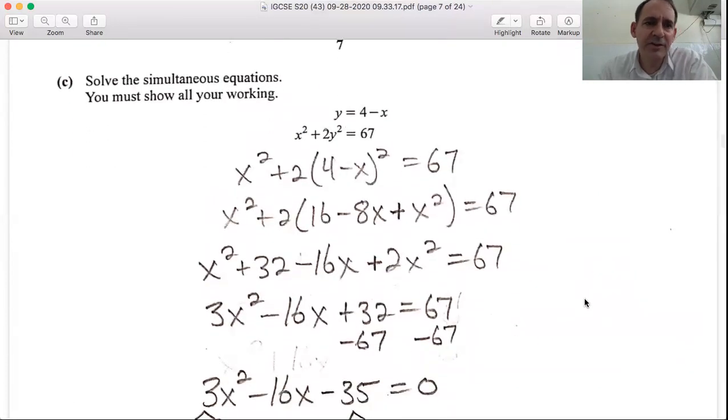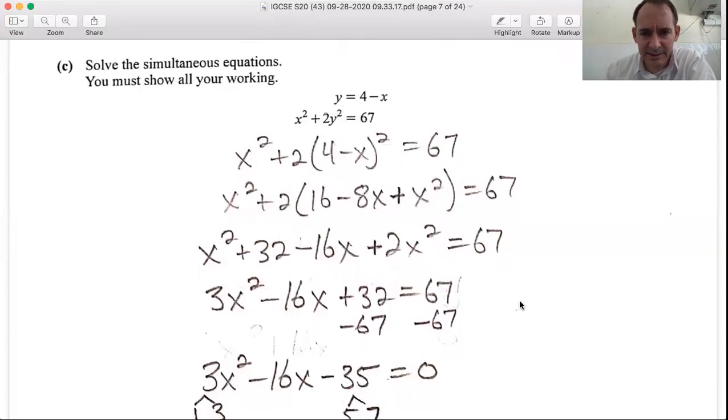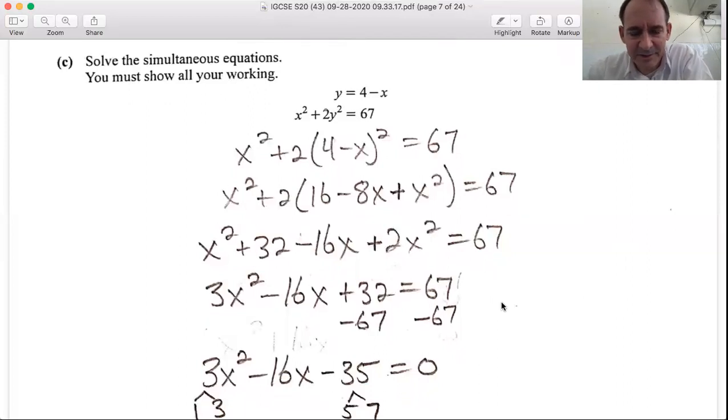Letter C, solve the simultaneous equations. You must show all of your working. Here we have a linear equation, y equals 4 minus x. And we also have a circle here. Actually, that's not a circle, that's an ellipse. So we have an ellipse, but that's okay. You don't have to know the shapes.